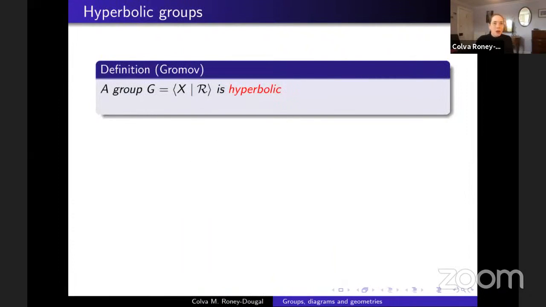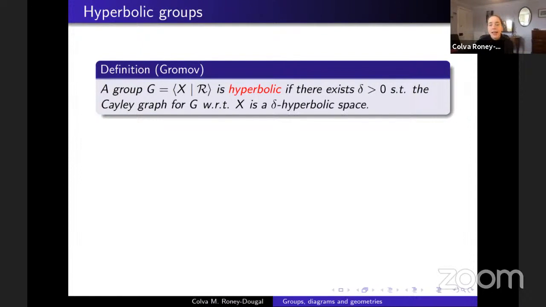Right, finally, hyperbolic groups. So Gromov defined a group to be hyperbolic if there exists some delta such that the Cayley graph for the group, so I've drawn you Cayley graphs, if that Cayley graph is a delta hyperbolic space, so all of the triangles in the Cayley graph are skinny. I'm going to try and convince you in the end of my talk that this is an interesting and useful definition, connecting to all the things I've shown you before.